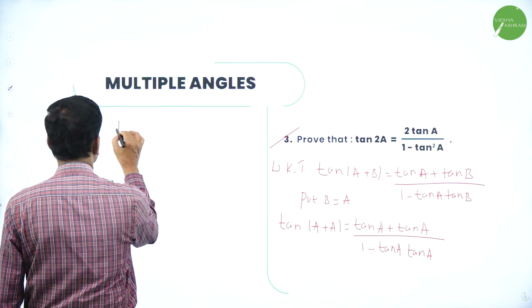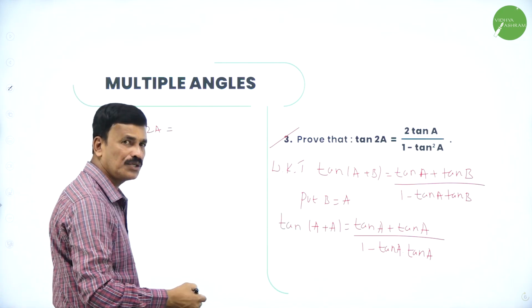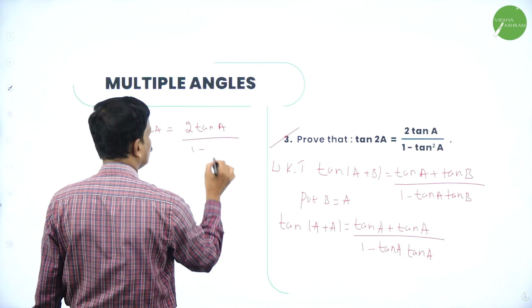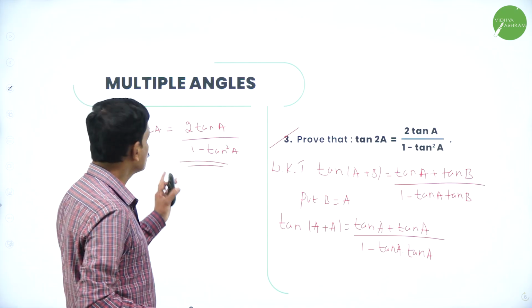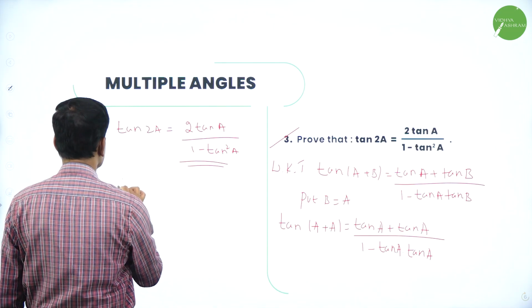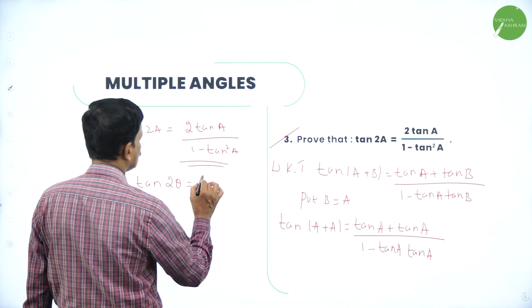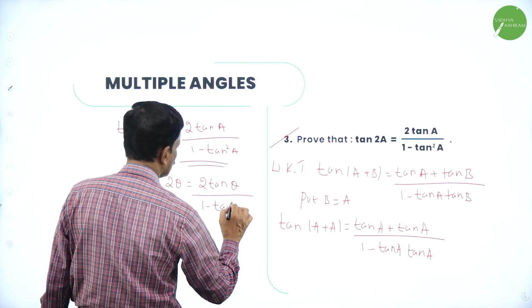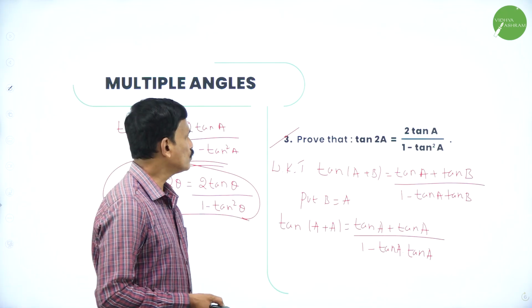So what is the left hand side? In the left hand side, tan A plus A is equal to tan 2A. In the numerator, tan A plus tan A is 2 tan A, divided by 1 minus tan A into tan A, which is tan square A, which is the required answer. So tan 2A is equal to 2 tan A divided by 1 minus tan square A. Similarly, in terms of theta, tan 2 theta is also equal to 2 tan theta divided by 1 minus tan square theta. This is the formula, right? Now move on to the next one.